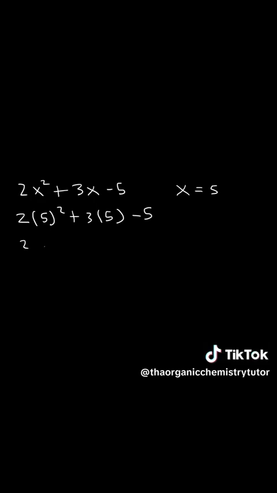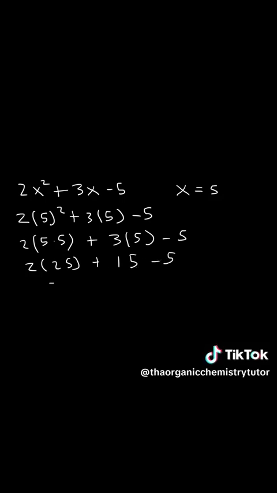Here's the next example. 2x squared plus 3x minus 5. And let's say x is equal to 5. Evaluate the expression. So let's begin by replacing x with 5. 5 squared is 5 times 5. And 5 times 5 is 25. 3 times 5 is 15. 2 times 25 is 50.